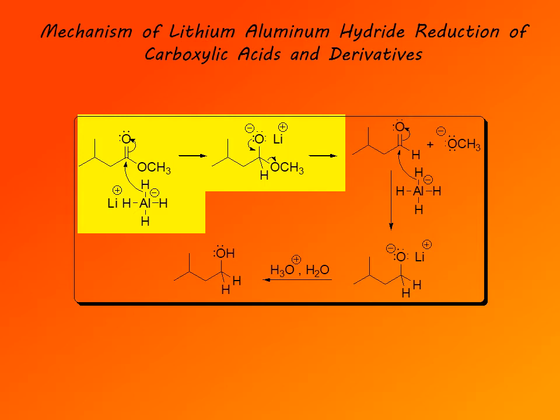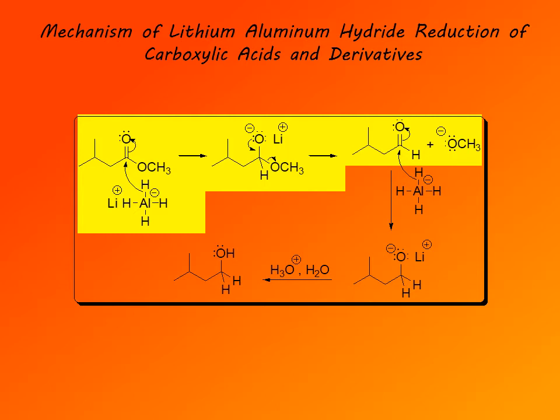Next, this tetrahedral intermediate is unstable. It has a leaving group, an alkoxy group, in this case a methoxy group, so the carbon-oxygen double bond is reformed. A free electron pair from oxygen flows back to reform the double bond to carbon, and that's accompanied by breaking of the carbon-oxygen bond to the methoxy group. So the methoxy group leaves as a leaving group. The result is formation of an aldehyde as an intermediate.